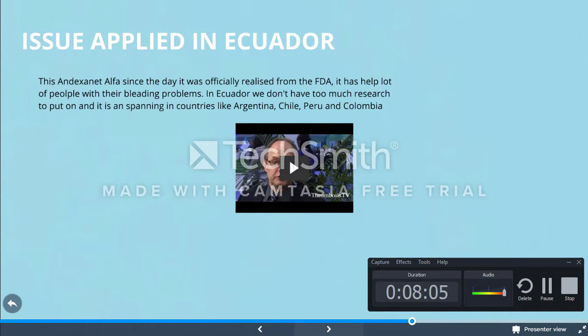Issues apply in Ecuador. Andexanet alfa, since the day it was officially released by the FDA, has helped a lot of people with their bleeding problems. In Ecuador, we don't have much research to put on, and it is expanding in countries like Argentina, Chile, Peru, and Colombia.